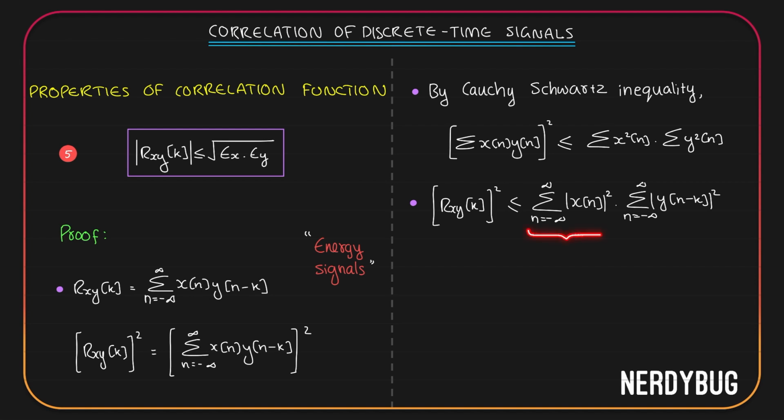Now, this is what we call energy of x of n. Over here, what we have is energy of y of n. It is true that y of n has been shifted by k, but it shouldn't affect the energy. So, this is less than or equal to energy of x of n multiplied by energy of y of n. Taking roots on both sides, magnitude of rxy of k will always be less than or equal to root of ex into ey.